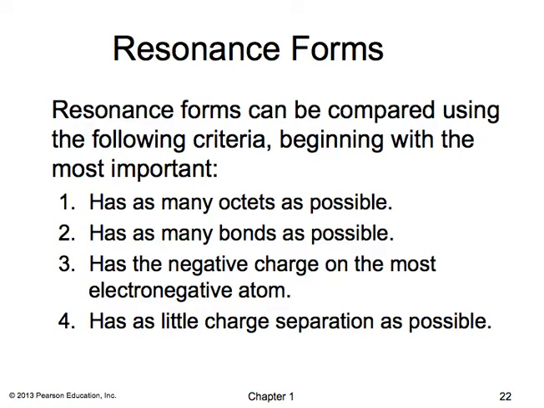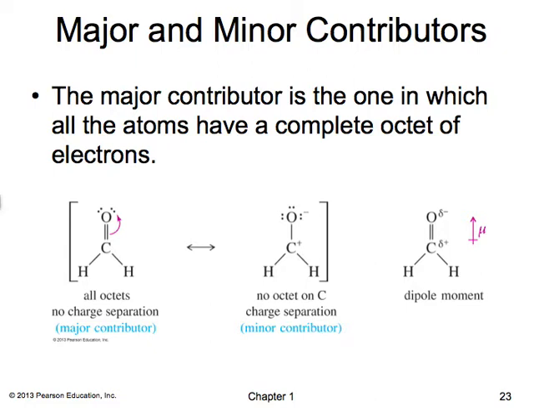Resonance forms can be compared using the following criteria, beginning with the most important. 1. Has as many octets as possible. 2. Has as many bonds as possible. 3. Has a negative charge on the most electronegative atom. And 4. Has as little charge separation as possible. So if we look at major and minor contributors, the major contributor is the one in which all the atoms have a complete octet of electrons. Shown here is a resonance structure of formaldehyde.